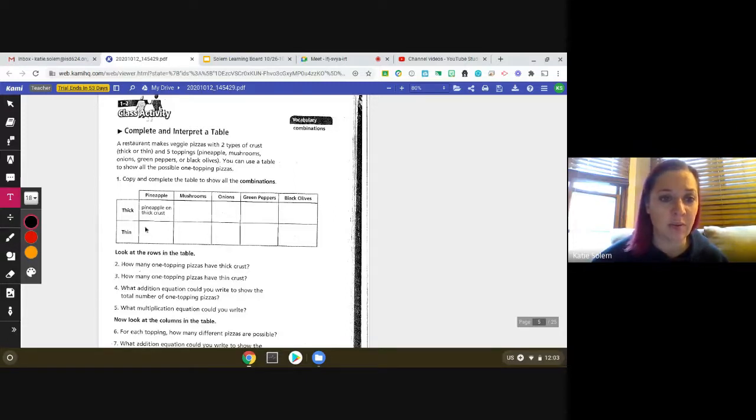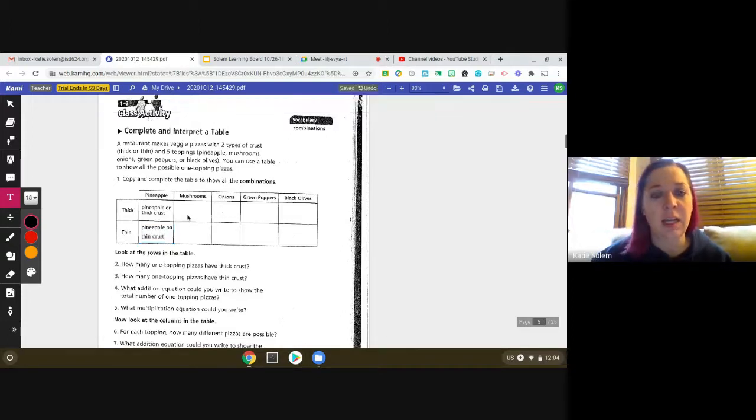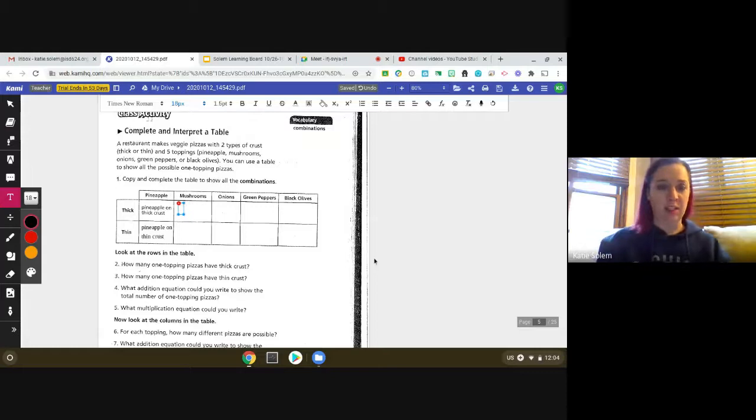Another possibility would be to have pineapple on thin. So you could have pineapple on thick crust or pineapple on thin crust. Now I'm going to do some shortcuts in my writing, and you can do this too, because we are going to fill this table out. So where it says mushrooms, I'm just going to say M for mushrooms on thick, or we could have M on thin. So we could have mushrooms on thick, mushrooms on thin.